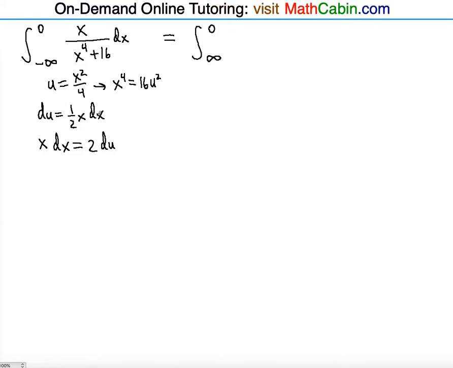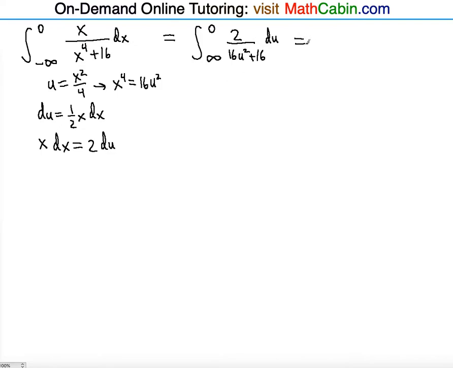So now let's put what we have. x dx is 2 du, right? So it's going to be 2 on the top. And then here we're going to have what? x to the fourth plus 16 is 16u squared plus 16, right? And then the du, of course.